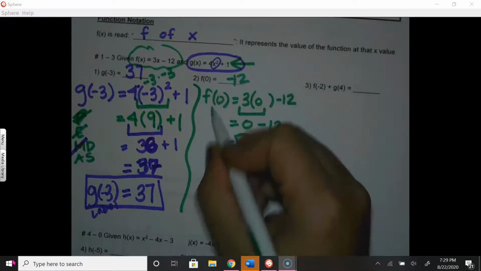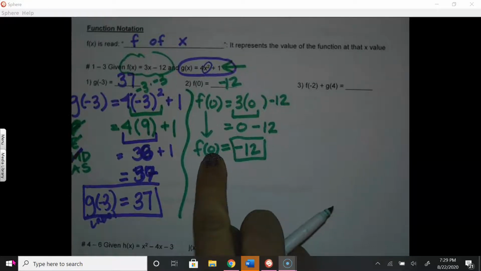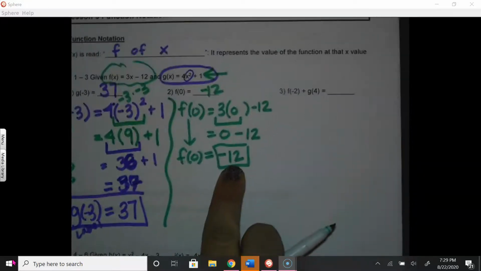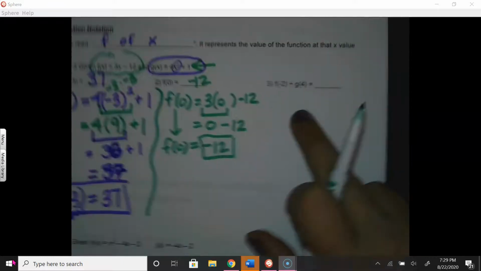So if we bring this down, this is our label. It's telling us when we plug in 0 for x, we get an output of -12. Okay, all right, so let's go ahead and take a look at example 3.